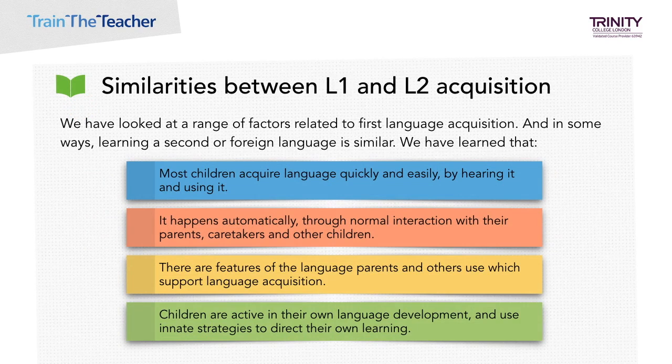Similarities between L1 and L2 acquisition. Up till now, we've looked at a range of factors which relate to first language acquisition, and in some ways, learning a second or foreign language is similar. We've learned that most children acquire language quickly and easily simply by hearing it and using it. We've learned that it happens automatically through their normal interaction with their parents, caretakers, and other children. We've noted that there are features of the language parents and others use which support language acquisition. And we know that children are active in their own language development and they use innate strategies to direct their own learning.